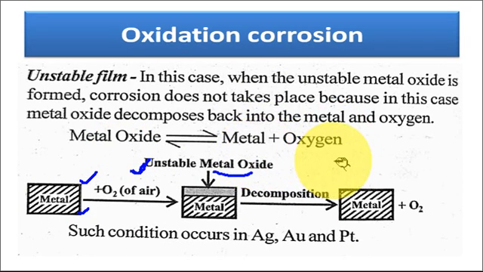Metal reacts with oxygen to form metal oxide, and at the same speed the metal oxide decomposes to the metal and the oxygen again. So in a nutshell, the result is that corrosion is zero. Why zero? Because the metal oxide decomposes into the metal and oxygen at the same rate at which metal combines with the oxygen. So the net result will be zero. For example, in the case of silver, gold, and platinum.